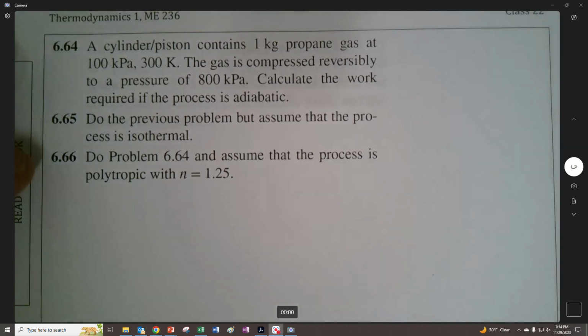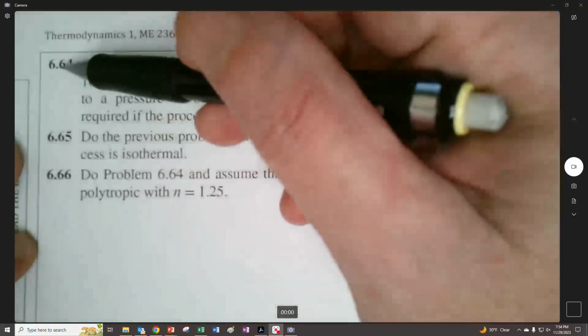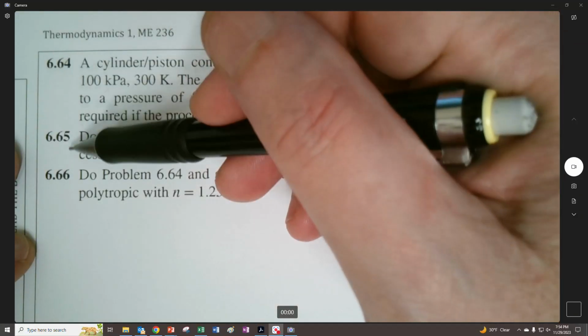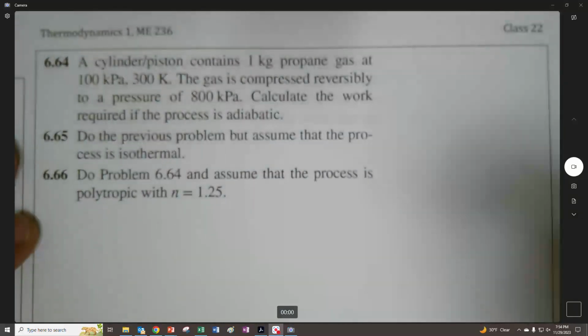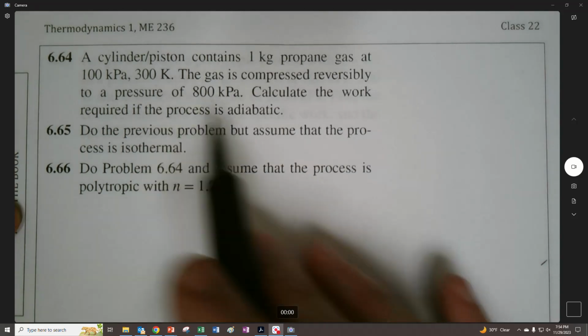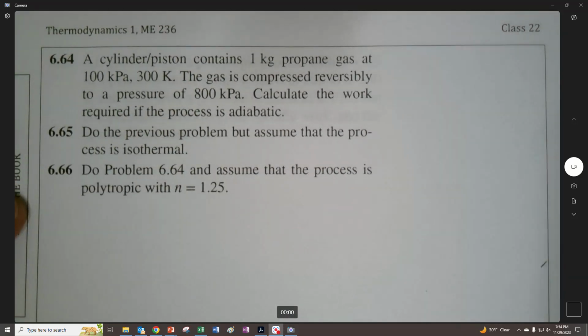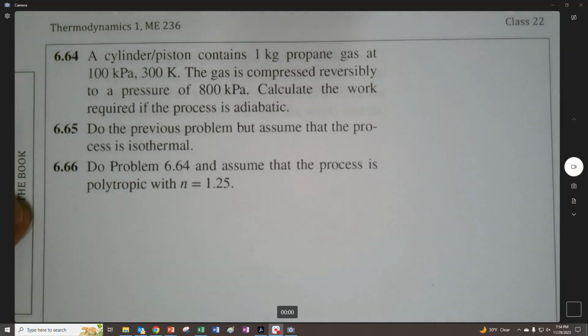Another example for class 22. Here are problems 64, 65, and 66 from Borgnakke. I like doing this compare and contrast when you have all this information presented to you, so you can organize your brain and see the variations.